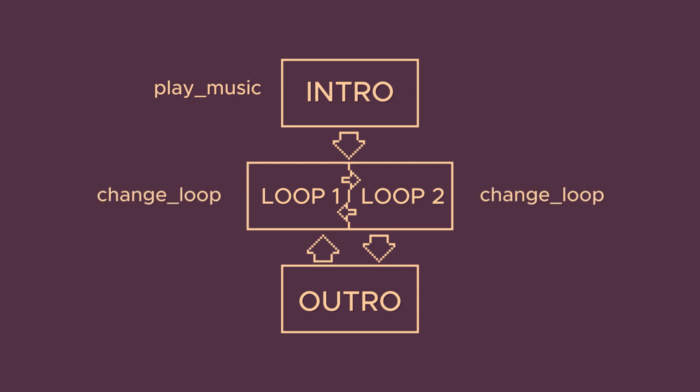And to finish the track, we can add an outro. This track will play only once and can only be interrupted by change loop or stop music. To go to the outro section, you must call the toOutro method.